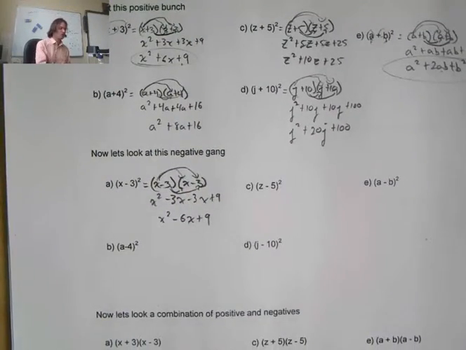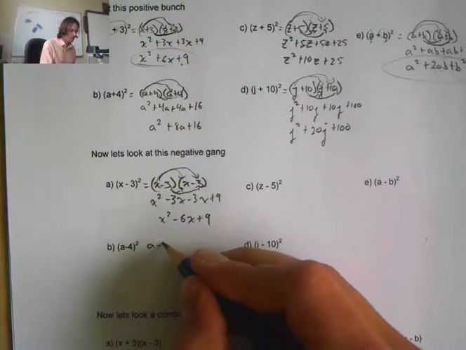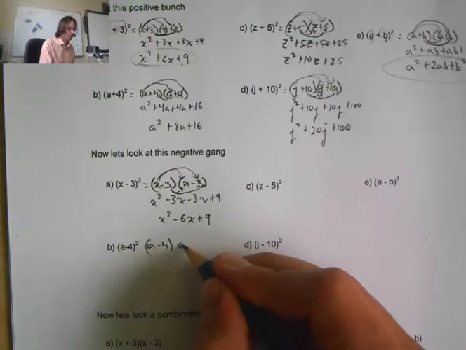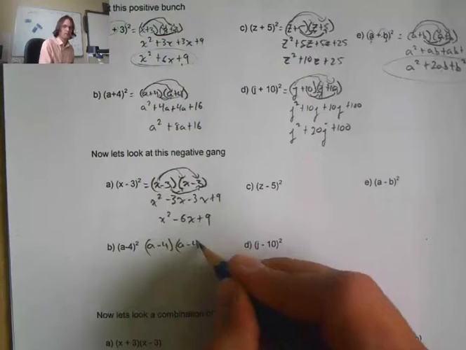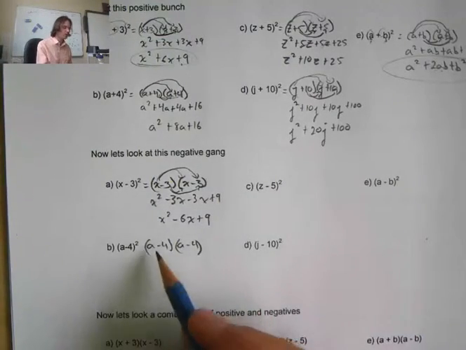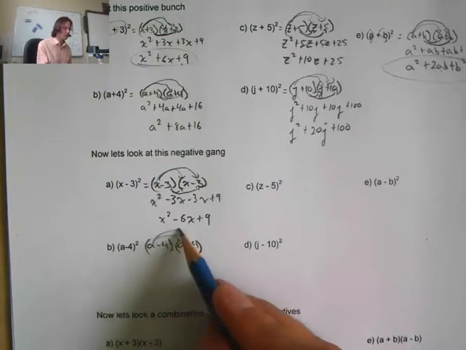Let's take a look at my next one. We have (a − 4) squared, so it's (a − 4) multiplied by (a − 4). Okay? Now let's take a look. The a must be multiplied into both a and negative 4.